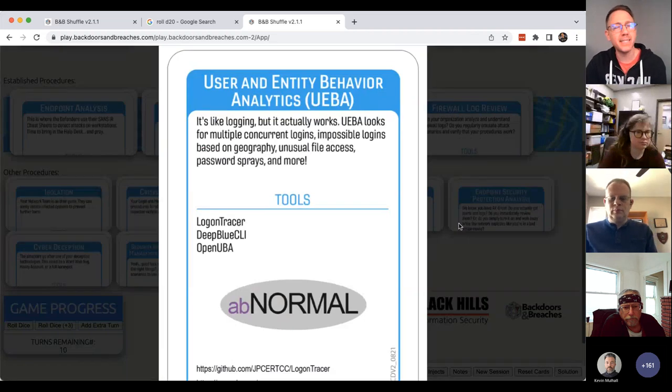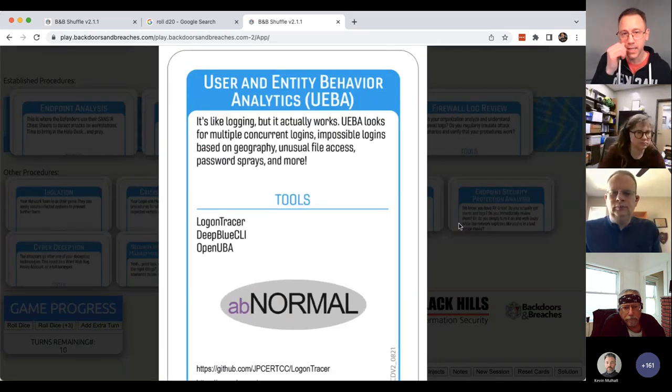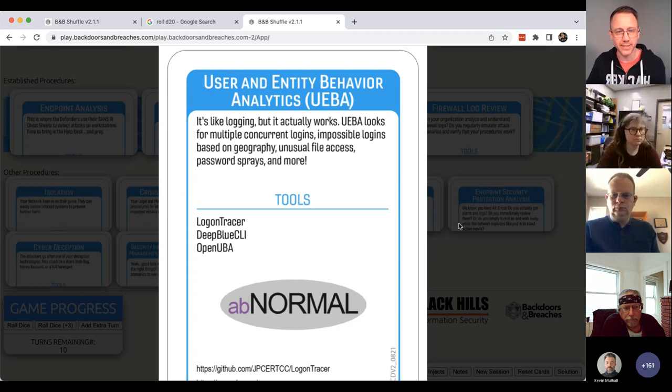You're going to take a look at user and entity behavior analytics. Here's what this means. What do users normally do? Do users normally log in between 9 and 5? Do they normally log in from the same IP address? Do they normally look at these three folders? Do they normally run PowerShell? User entity behavior analytics takes a look at what a user would normally do and then sees if there's anything they are doing right now that they wouldn't normally do, and it would send you an alert on that.